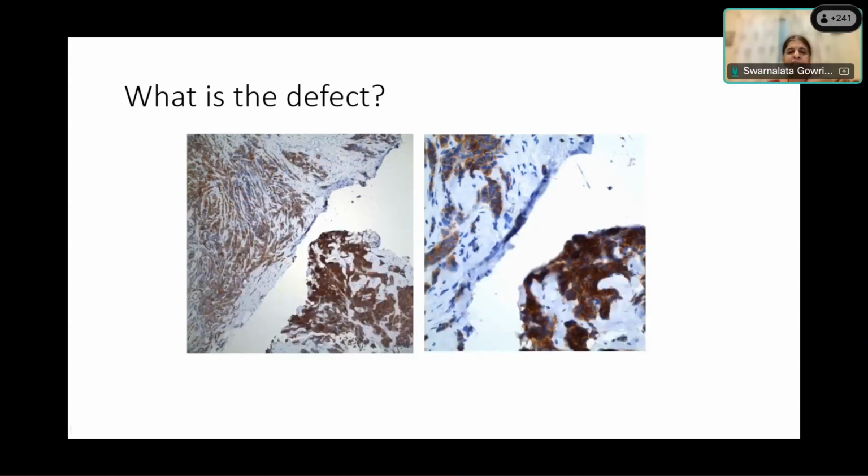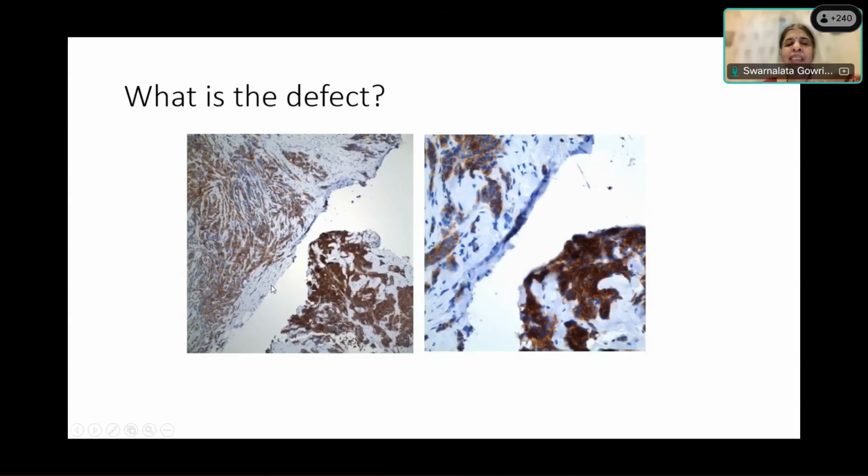And here, what is the defect? The paraffin is too hot. Now, these are things I've shown you. You can see that the paraffin has been so hot that again, it will completely destroy the tissue.